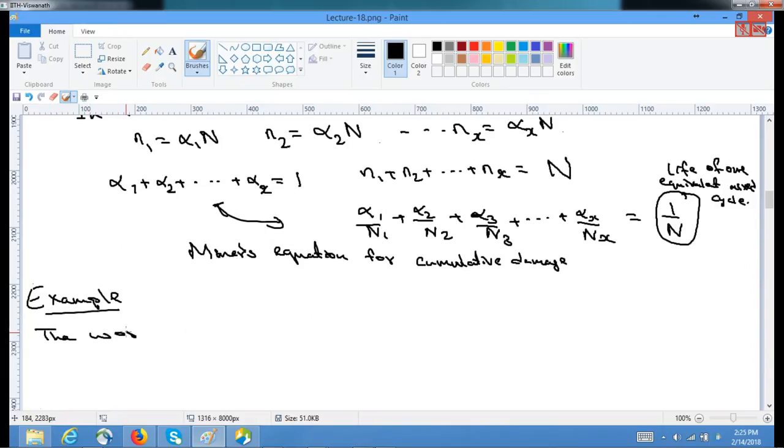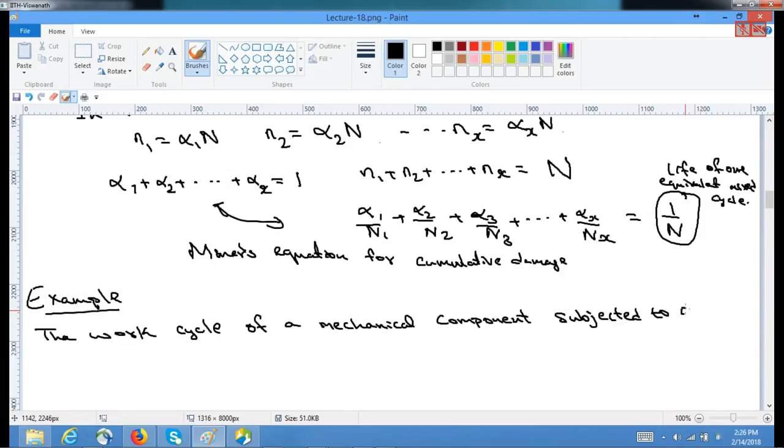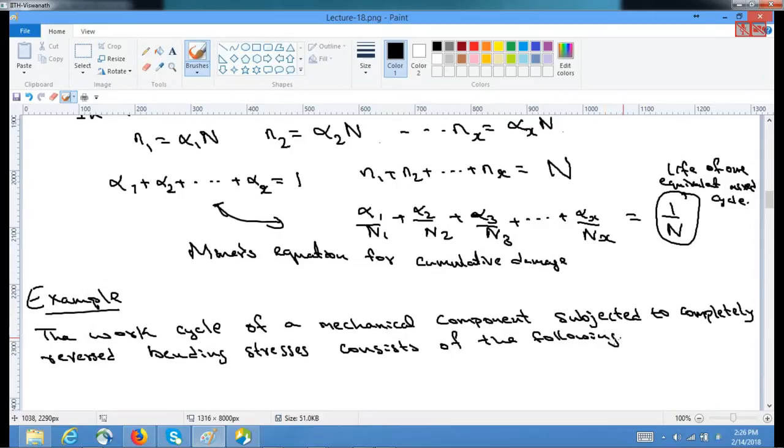The work cycle of a mechanical component subjected to completely reversed bending stresses consists of the following three elements.